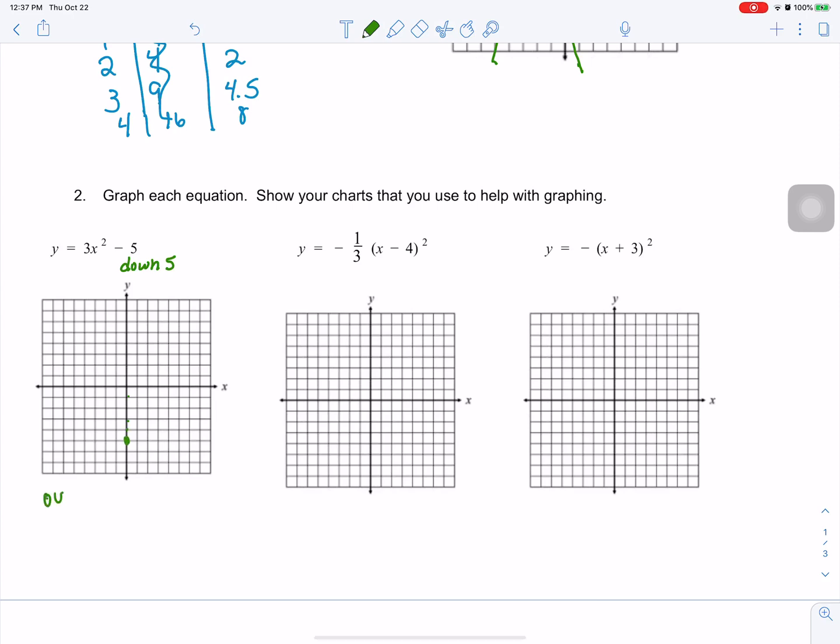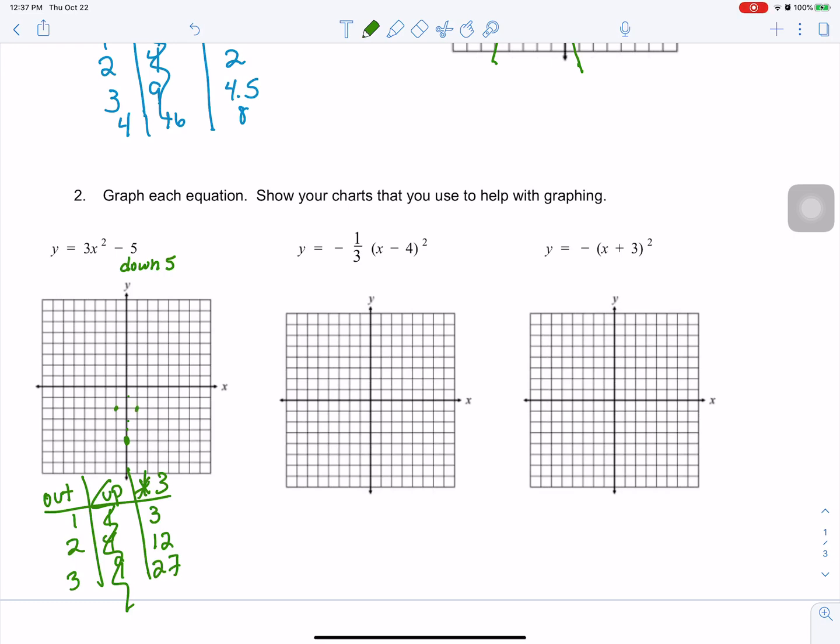And then I would have my out and up. I know it's an up because there's no negative out front. And then I have a times 3. So my normal. And then I'm going to take my up and multiply it by 3. Cross off my up because that times 3 is my new up. So from my vertex, out 1, up 3.